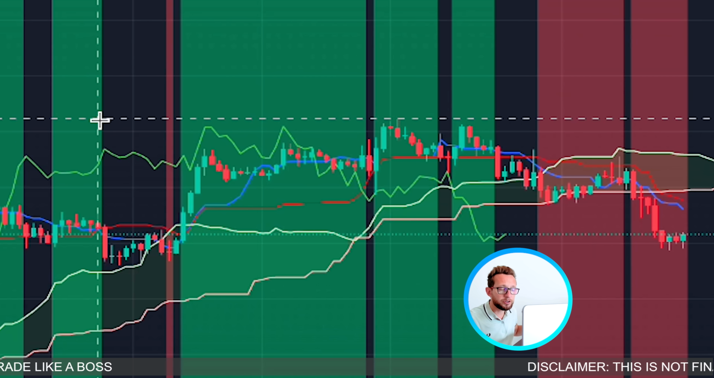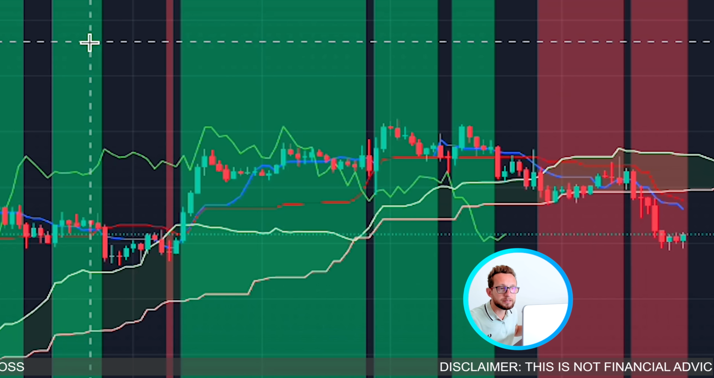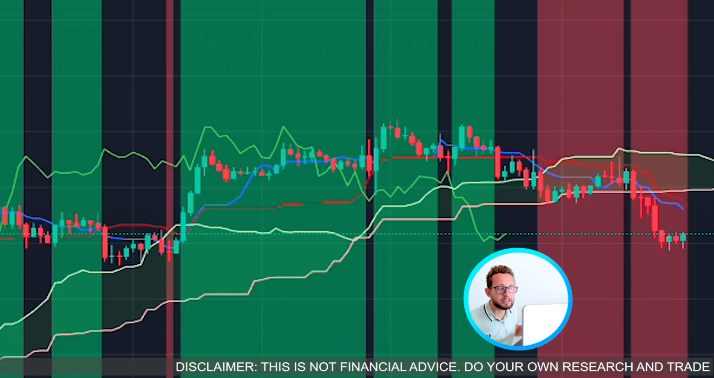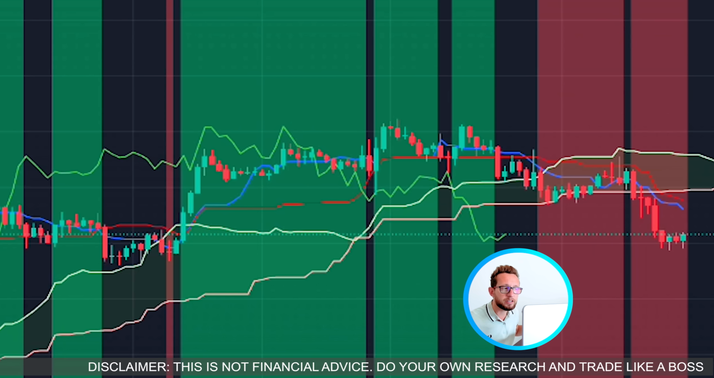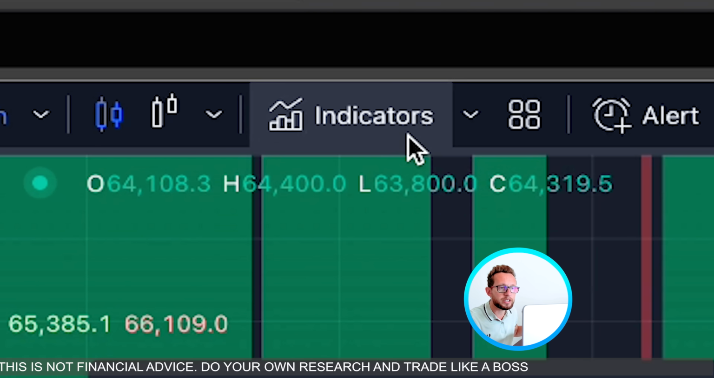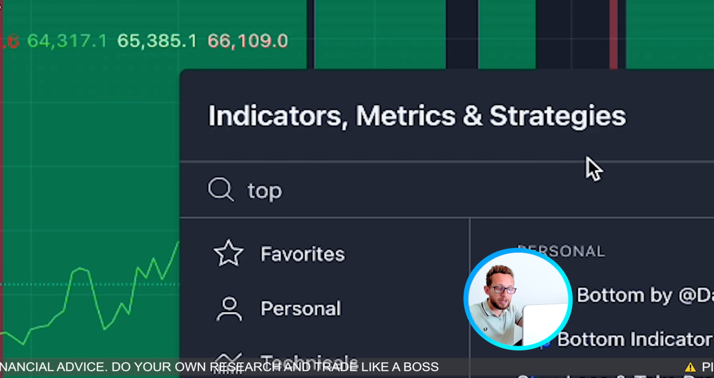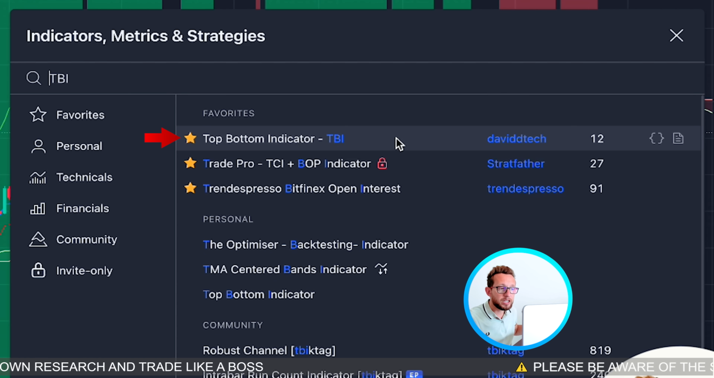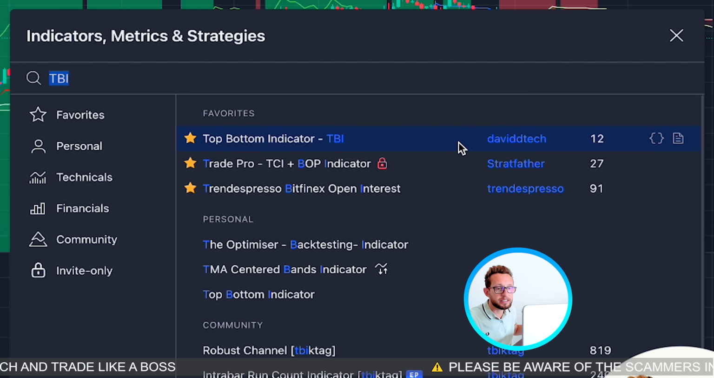Now let's move on and we're going to add the next indicator. The next indicator is our confirmation indicator. As we are always trading several indicators here, we're looking for our baseline, the baseline being the trend direction. Then we have confirmation indicators that allow us to take our entries. Next indicator we're going to be adding is the top and bottom indicator by David Tech. The top bottom indicator, TBI by David Tech, we click here to add this indicator just here.